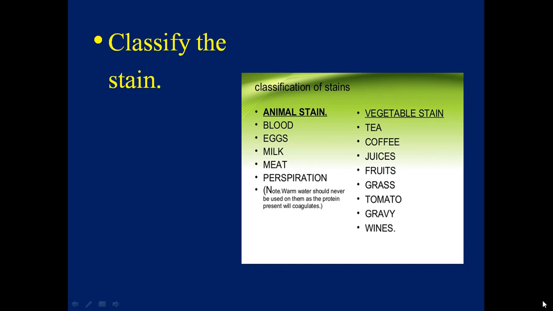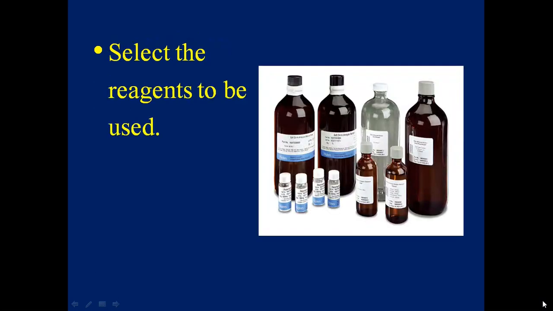What do you mean by animal stains? Which consist of blood, eggs, milk, meat, perspiration. Then vegetable stains: tea, coffee, juices, fruits, grass, tomato, gravy, and wines. Then select the reagents to be used, the kind of reagents which are available in the market. So as per the type of stains, all the reagents to be kept in your laundry department. So as and when you require to remove the stains, you can use any type of reagents which are actually required. And each and every bottle has a separate labeling as per the type of stains.